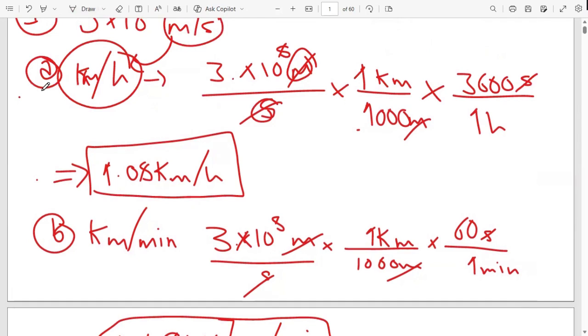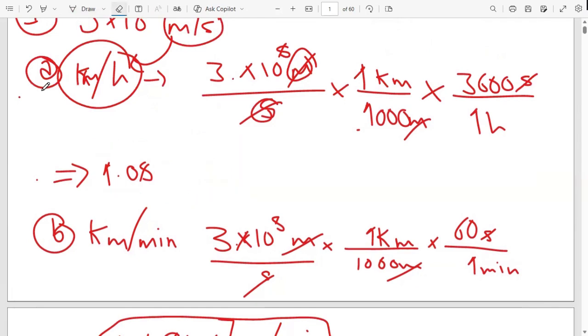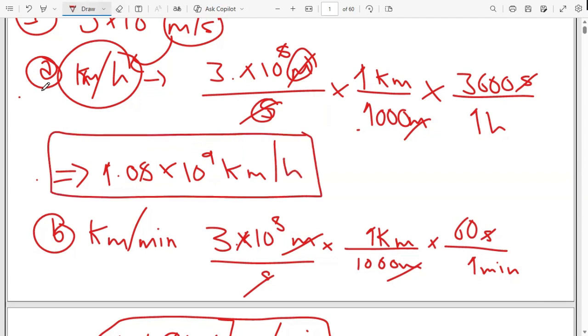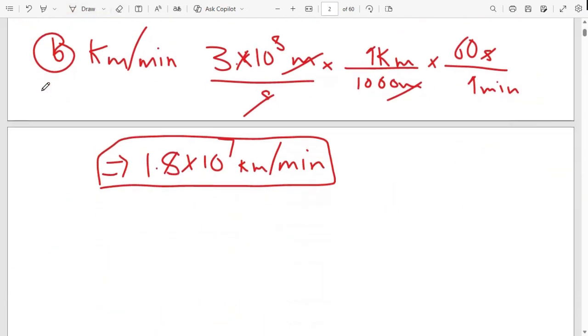Okay. So after writing this power, I've just noticed that in the answer for option A, we didn't include the power, but there was definitely a power that was given. So it's not 1.08 kilometers per hour, but it's 1.08 times 10 to the power 9 kilometers per hour. Sorry for that inconvenience or for that mistake. But that is the answer for part A, and this is the answer for part B.